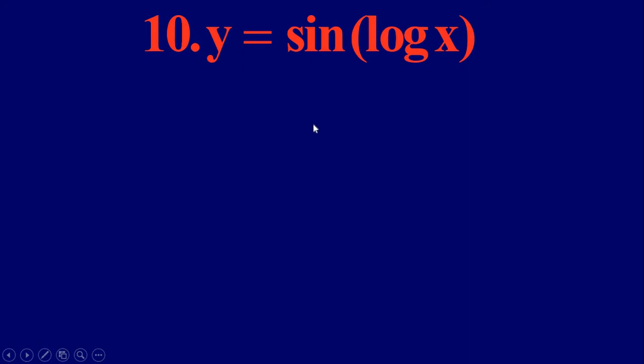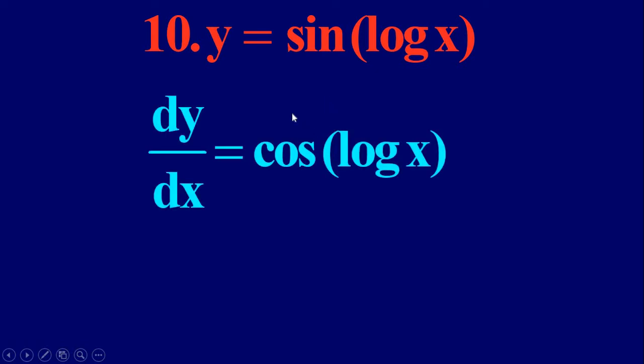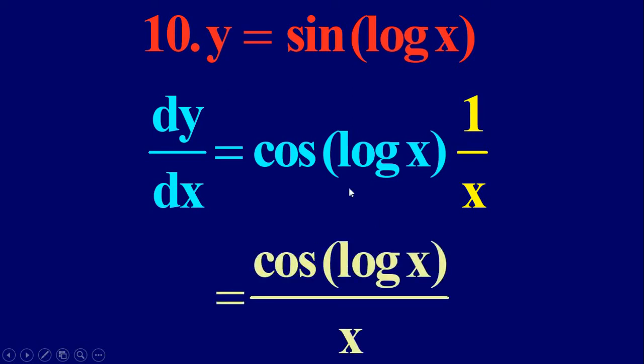Next one, y equal to sine of log x. Now it is of the form sin x. Sin x differentiation is cos x. So dy by dx is cos of log x. Again you have to differentiate log x. So here it is not x. In place of x we have log x. Log x differentiation is 1 by x. So it is cos of log x into 1 by x, and we can write it as cos log x whole divided by x.